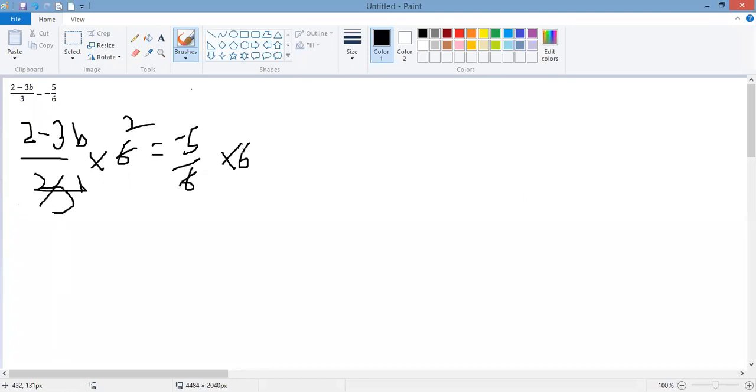Then you erase 6 and 6. Then you multiply these two. 2 multiply 2, 4. And 2 multiply minus 3b, minus 6b. Equals to 5 minus 5, minus 5.